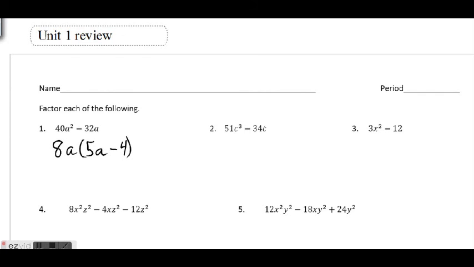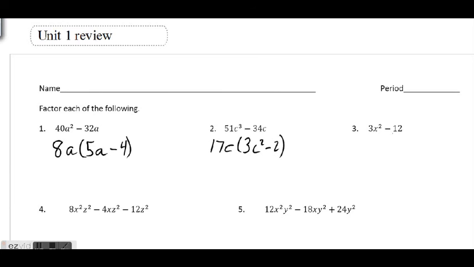51c to the third minus 34c. Again, only two terms. You're not using the Rosso method. Alright? So 51 and 34 are both multiples of 17. Again, c to the third and c. I can factor out at least one c. So I'm left with 3c squared minus 2. I can't do anything inside the parentheses. It's not a difference of two squares, so you're done.